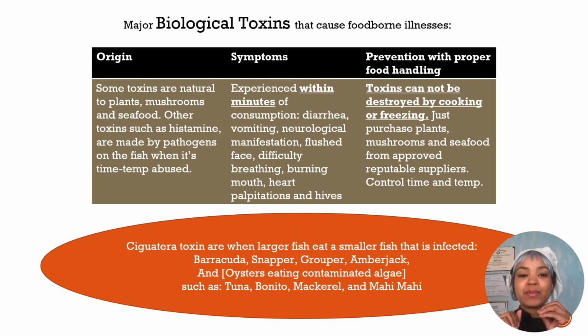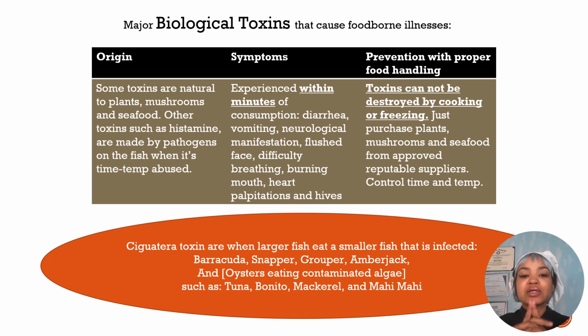Now let's talk about major biological toxins that cause foodborne illnesses. Now, the origin of some of these toxins are natural to plants and mushrooms and seafood, but other toxins, such as histamine, are made by pathogens on fish when there's time and temperature abuse. An example of a histamine biological toxin is when someone is having an allergic reaction to seafood, and it's a histamine reaction that their body is producing.